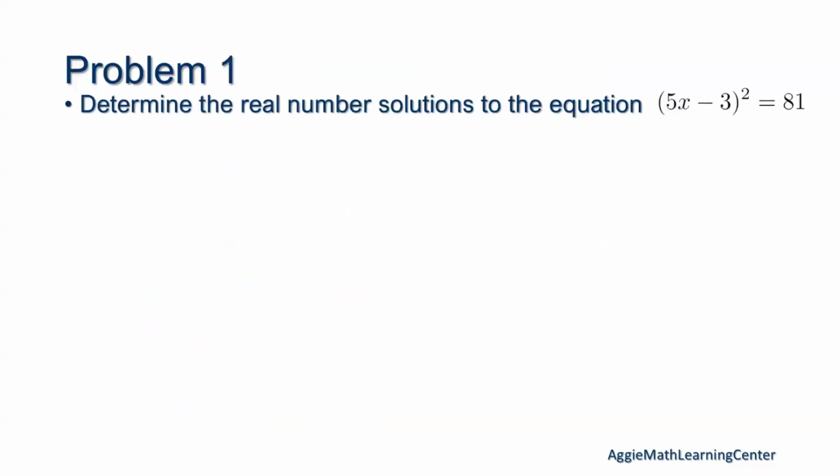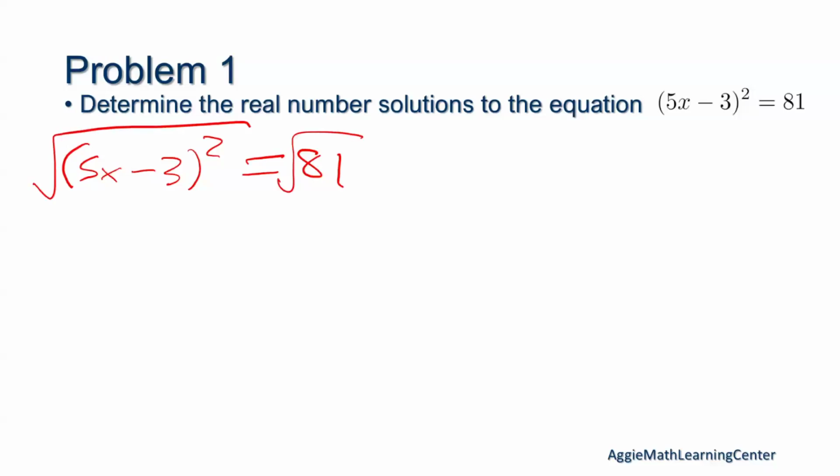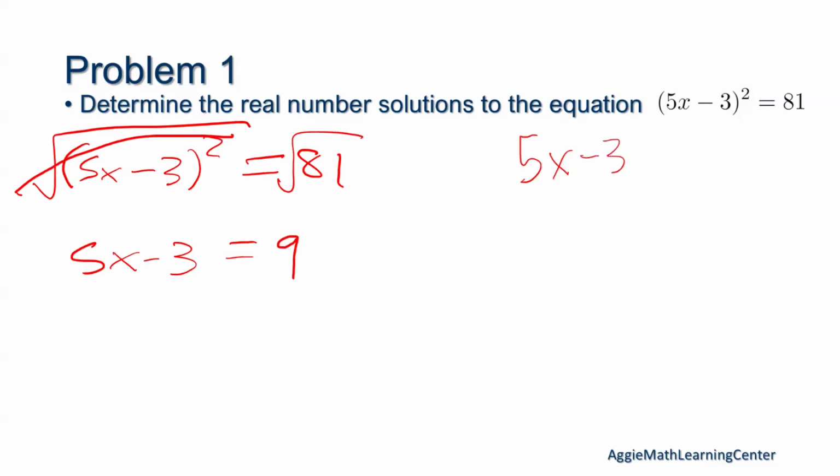Okay, so here's an example of this. We have 5x minus 3 squared equals 81. So we can take the square root of both sides. The square root of something squared just gets rid of those. And we have 5x minus 3 equals plus and minus square root of 81. So we'll do positive 9 over here and negative 9 over here.